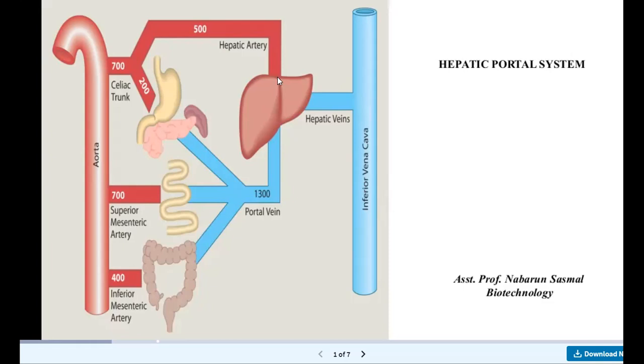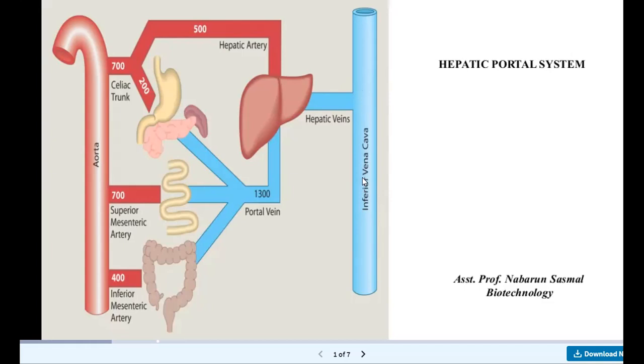Now, this liver has to be drained. Because this liver, after using the blood in the hepatic artery, the oxygenated blood, the used blood from this liver needs to go back to the systemic circulation. So that will be done by the hepatic vein. So the hepatic vein carries used blood from the liver to join the inferior vena cava.